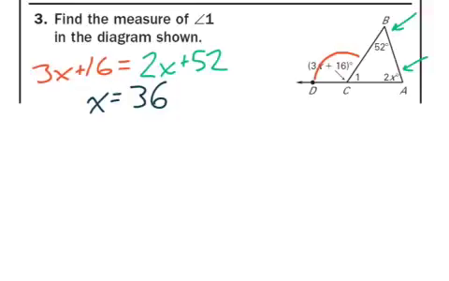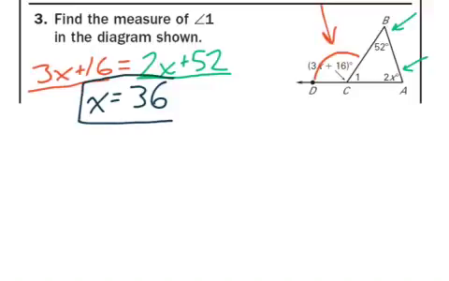Okay, so for this one, they want us to find the measure of angle 1. If we look, we've got our exterior angle here is 3x plus 16, and that is equal to the sum of the two remote interior angles, 2x plus 52. Subtract 2x from both sides, subtract 16 from both sides, and we get x equals 36.